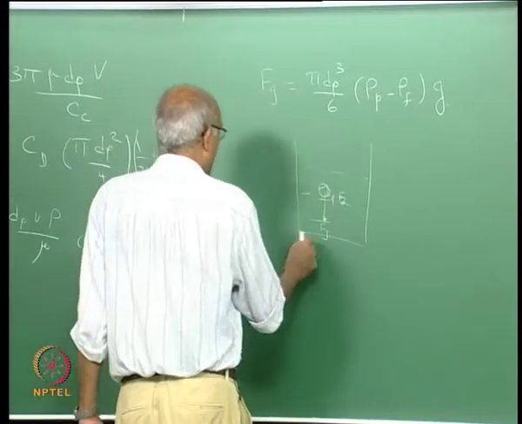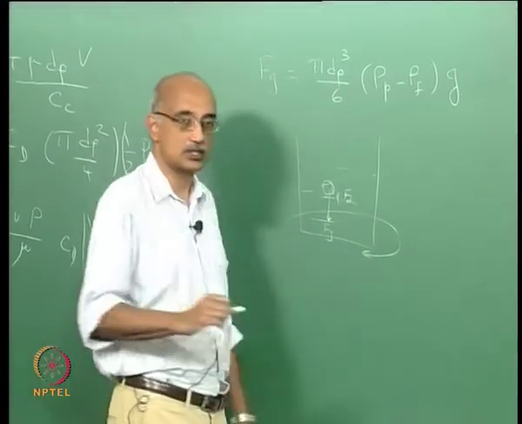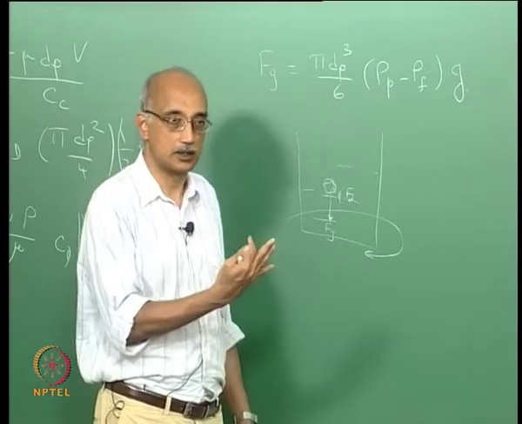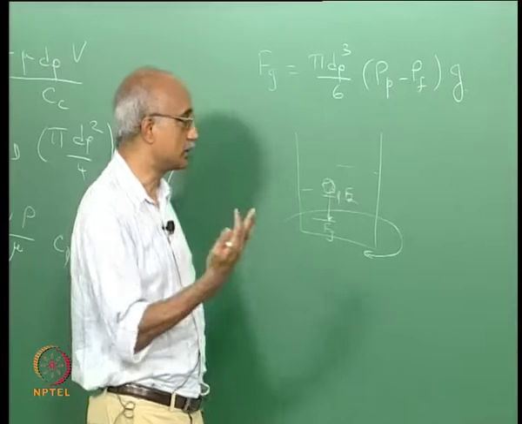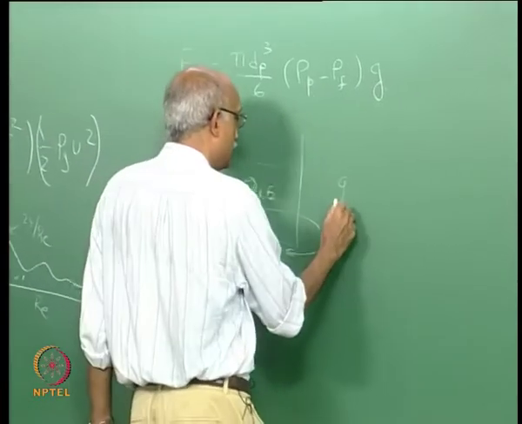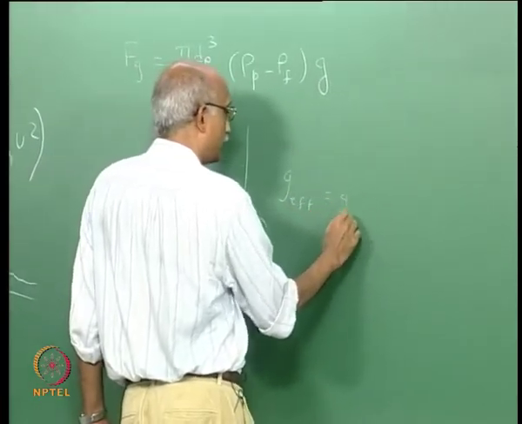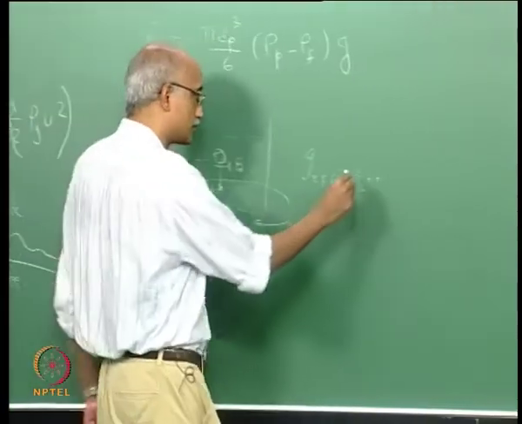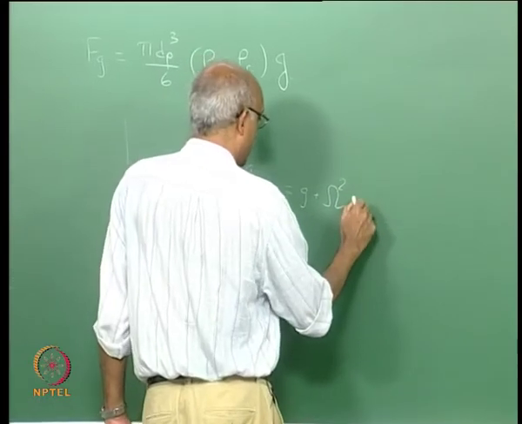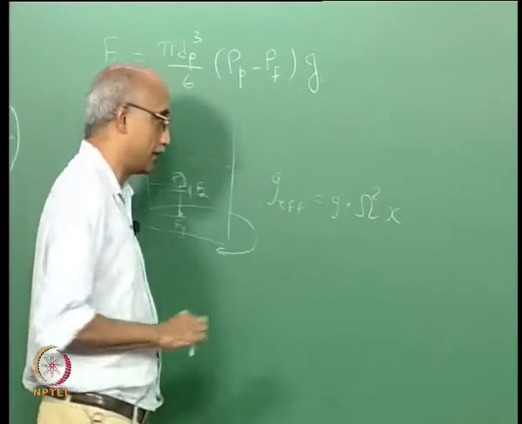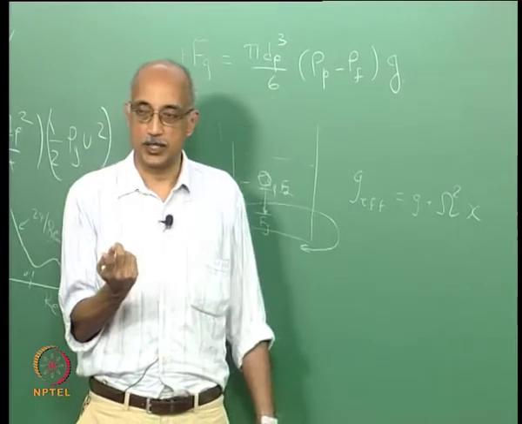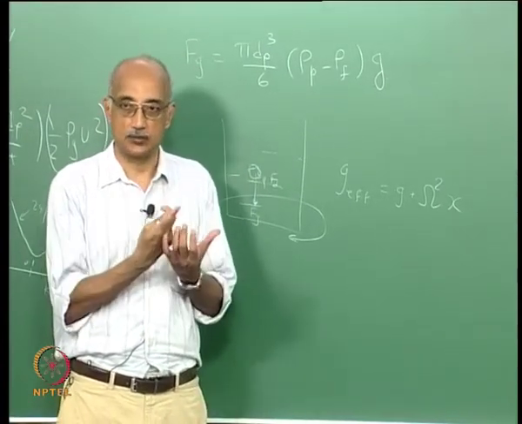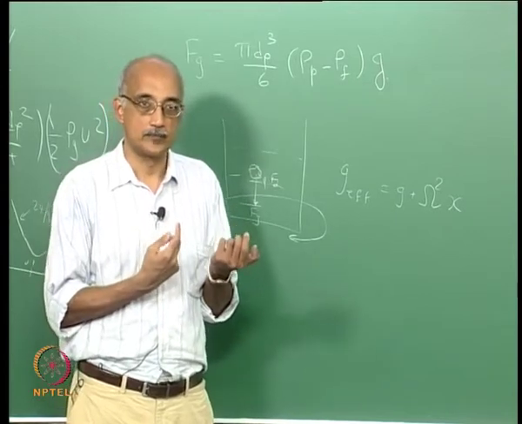Supposing this whole thing is in a gravitational or in a centrifugal field, so that you are applying a separate body force through your centrifugal motion, then this g effective will be equal to g plus the rotational term, which is some sigma squared times x, where sigma is the rotational speed and x is the distance of separation between the axis of rotation and the centroid of the particle, right.